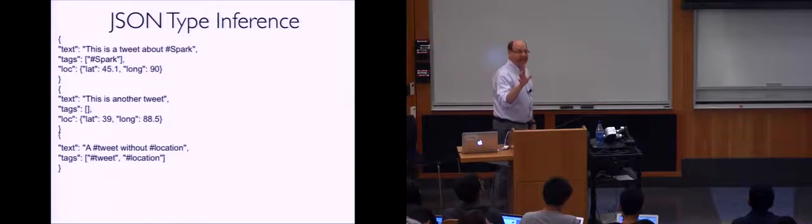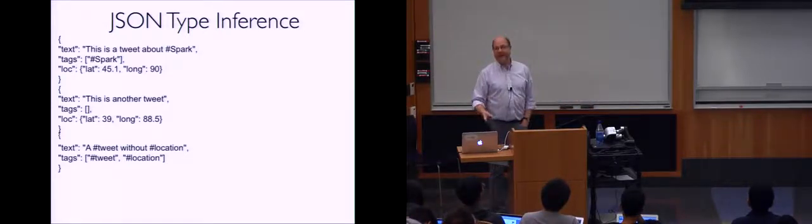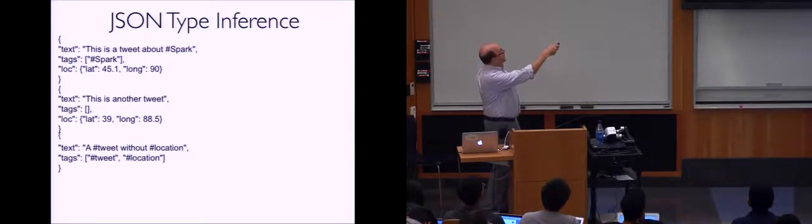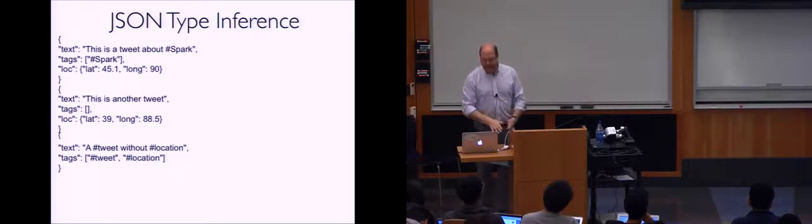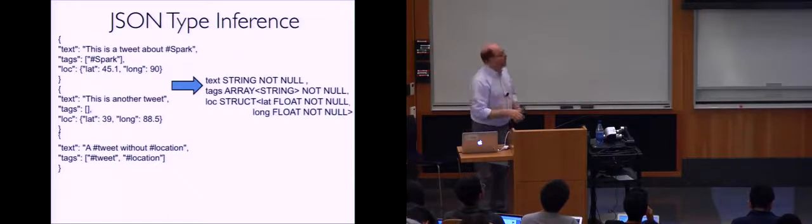And then one other thing you can do, which is kind of fun, is you can throw a bunch of data at the system in JSON. JSON basically has the field name followed by the data. So there's a text, there's tags, there's a location. And if you throw enough data at the system, it'll look and it'll say, okay, I see what's going on here.